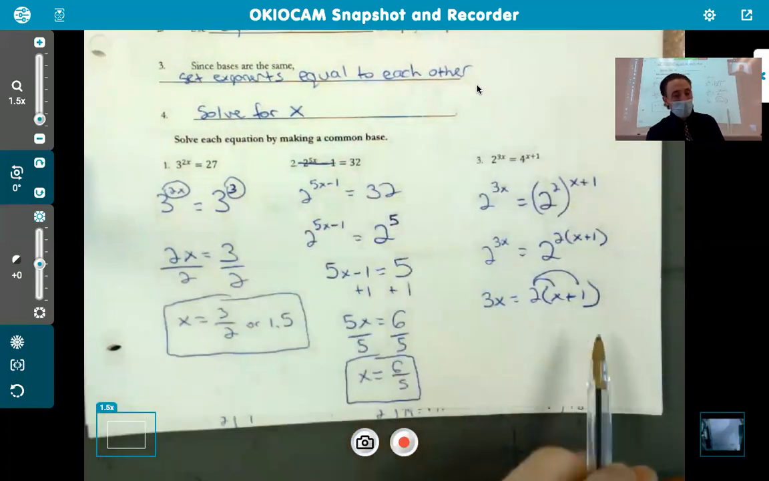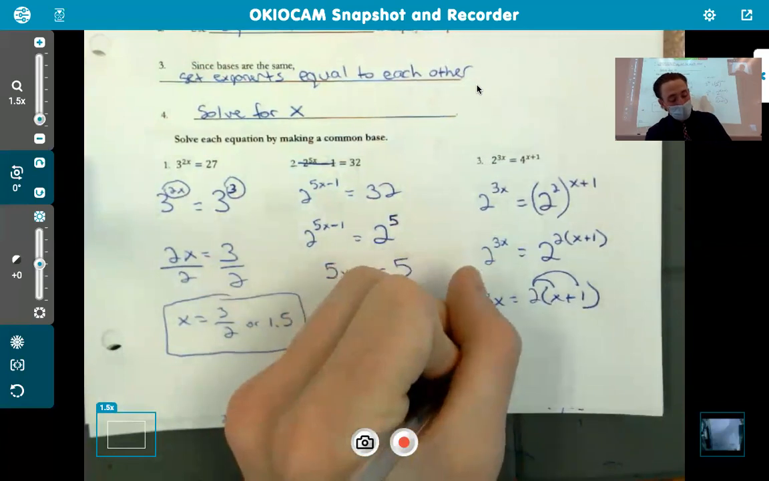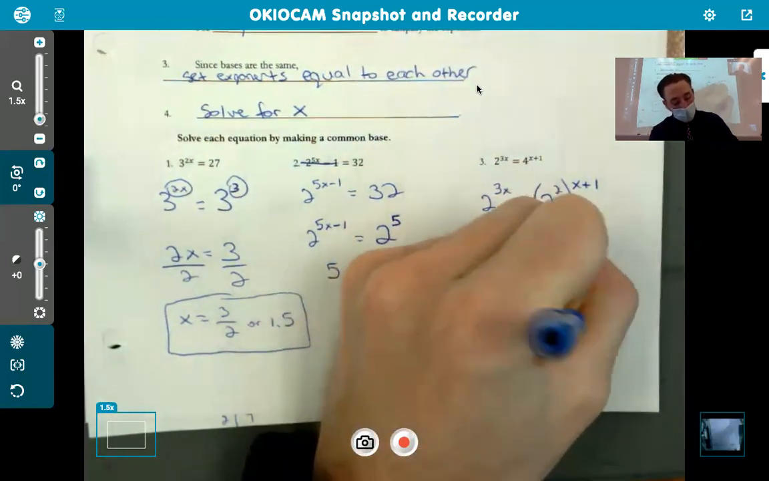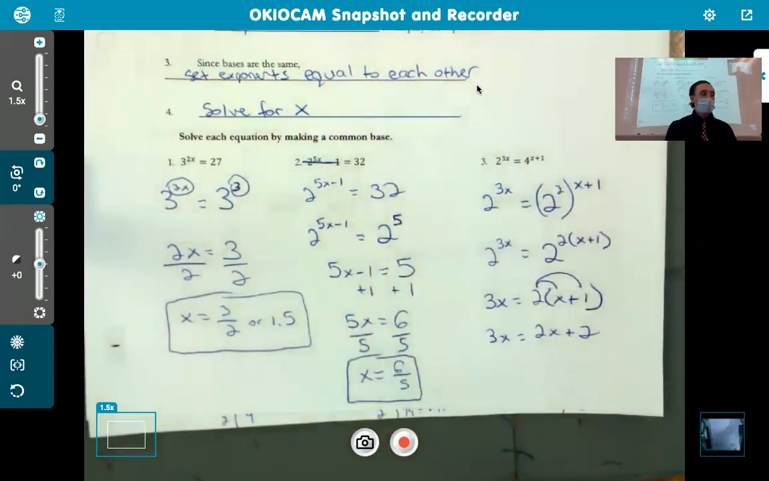And when I distribute, I'm multiplying those two terms together. So I have 3x is equal to, what happens when I distribute? I get 2x plus 2. Give everybody a chance to copy that down and get caught up.